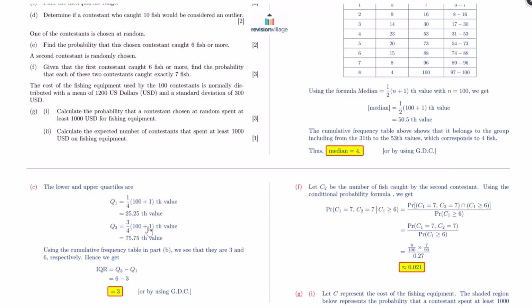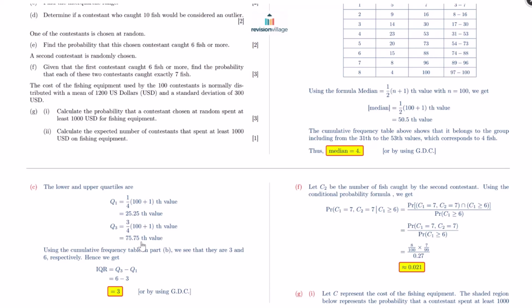I do have a by hand method here, which builds off the cumulative frequency table that I built in Part B. So just quickly covering that, the proper definition for the lower quartile is a quarter times the number of data points that we have, which is 100 plus 1, so 25.25. So between the 25th and the 26th person. The upper quartile is between the 75th and the 76th person.